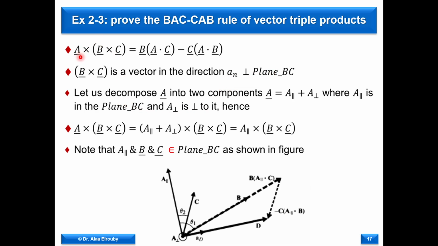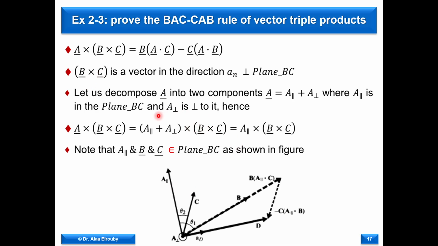So now for A, let us decompose A into two components. One component that is parallel to the BC plane or BC surface, and the other component is perpendicular to it. So the parallel component would be in the BC plane. The perpendicular component would be normal to this plane. So we can decompose A into two components, A parallel and A perpendicular. Parallel means parallel to the BC plane, perpendicular means perpendicular to the BC plane.